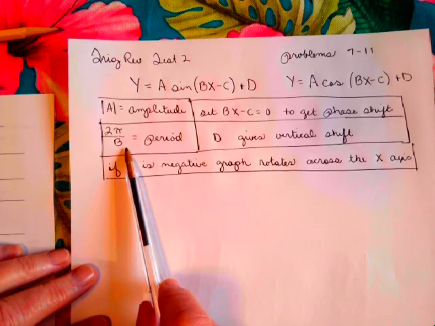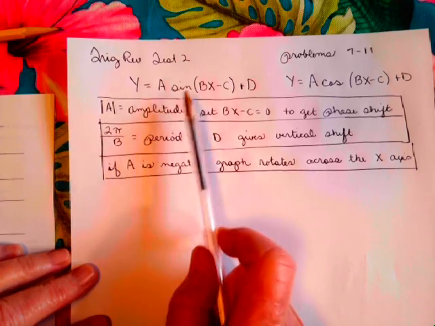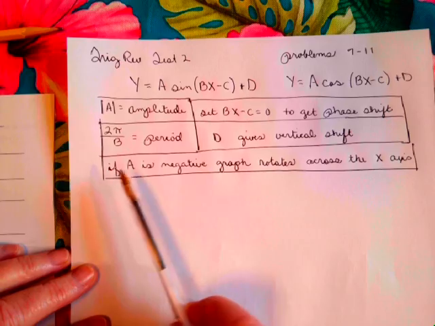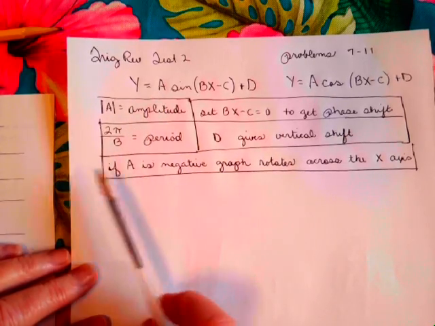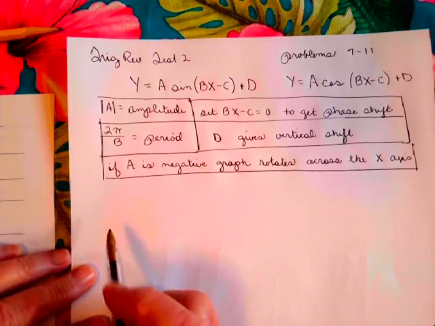To find the period, do 2 pi divided by b. D gives the vertical shift. And if a is negative, the graph reflects across the x-axis.